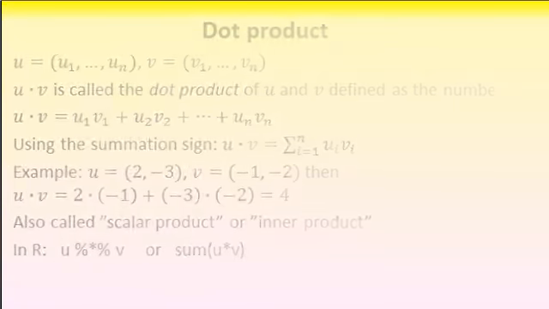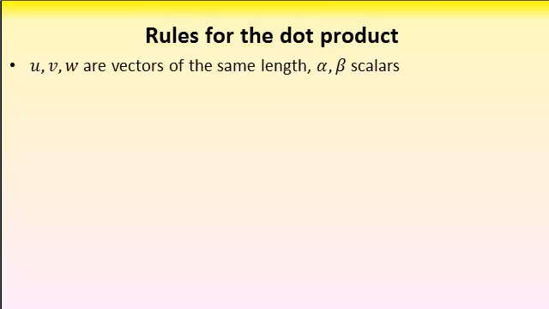We have some rules for the dot product. Algebraically, the dot product satisfies most but not all of the algebraic rules that you are used to from dealing with numbers. So in this slide, u, v, and w are arbitrary vectors, but they have the same length, so I can define dot product and addition between them, while alpha and beta are scalars, or numbers.